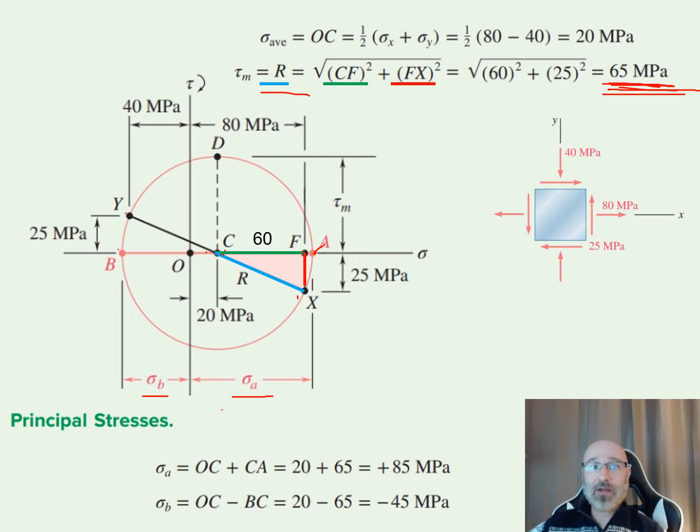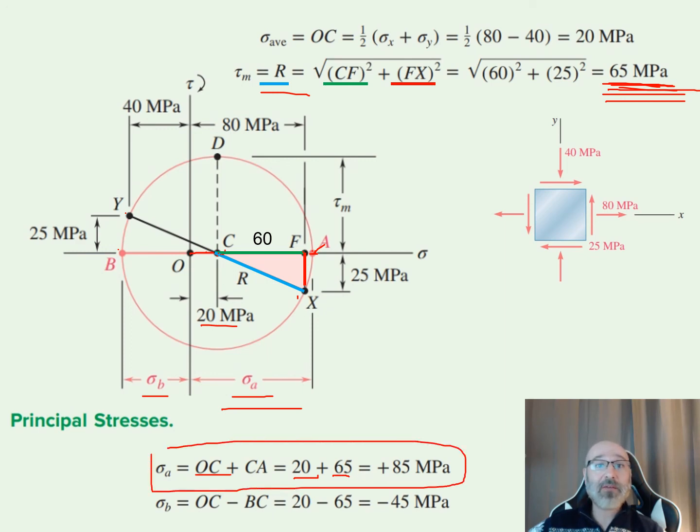So now what we can do is we can go down to the bottom. If we wanted to find our sigma A right there, we can say, well, sigma A is the sum of from O to C, and then from C to A out here. So from O to C, that's 20 megapascals right there. And then from our C to our A, well, that's our radius right there, and that is 65 megapascals, which now gives us a value for sigma A is equal to 85 megapascals.